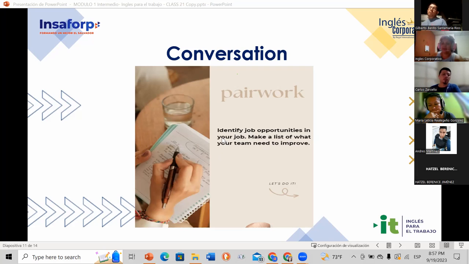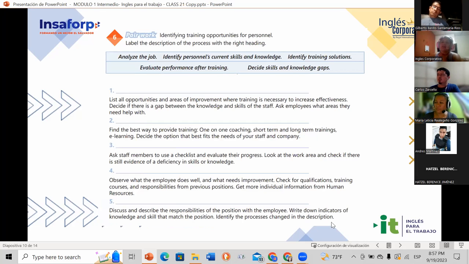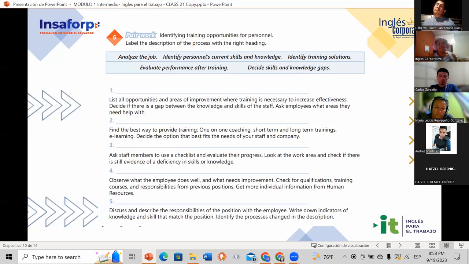Que necesita. Okay. ¿Qué necesitan mejorar los employees to do a better job? For example, areas where they need training, okay? So how you are going to analyze, you can apply all these steps, okay? To identify the areas of opportunities there, okay? Apply all of them. For example, you can analyze what they are doing, okay? Identify what they are doing, the knowledge that they have. Decide what skills or knowledge gaps they need to fulfill. And then identify the training solutions. And after that, just write the ideas about the training that you are going to provide to them, okay?